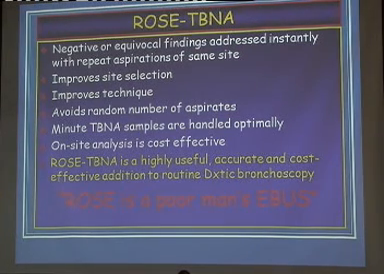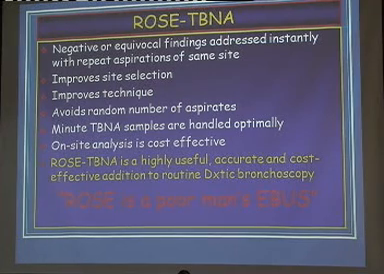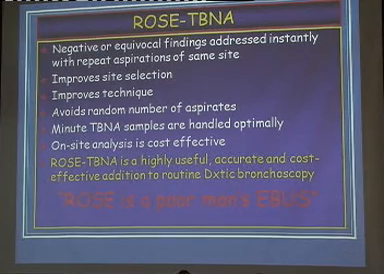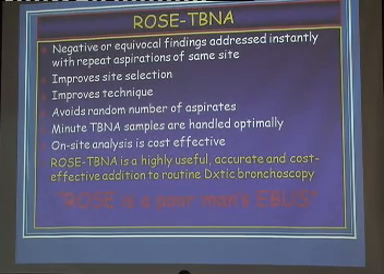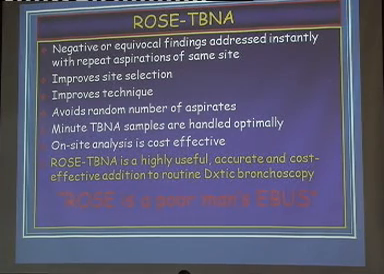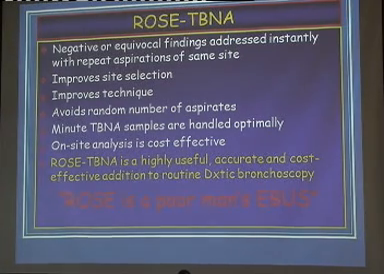With ROSE TBNA, a negative or equivocal finding is addressed instantaneously with repeat aspiration of the same site, which happens with ROSE. It improves site selection. It improves the technique. It avoids the random number of aspirates we obtain. Minute TBNA samples are handled optimally and with more precision. On-site analysis is cost-effective. ROSE TBNA is highly useful, accurate, and a cost-effective addition to routine diagnostic procedure.